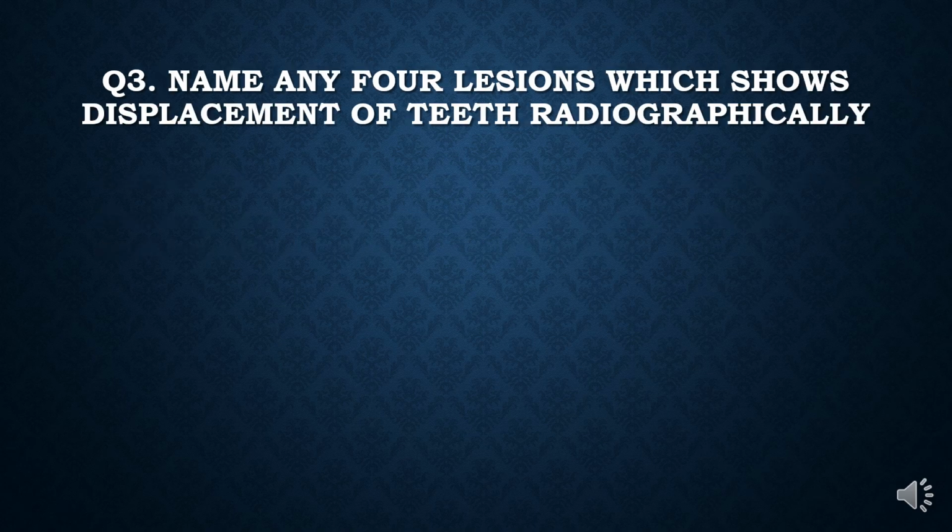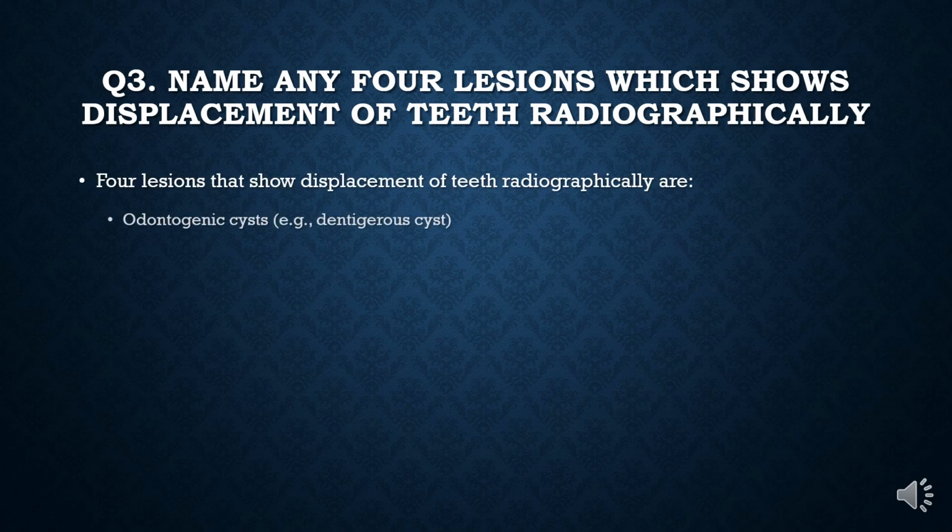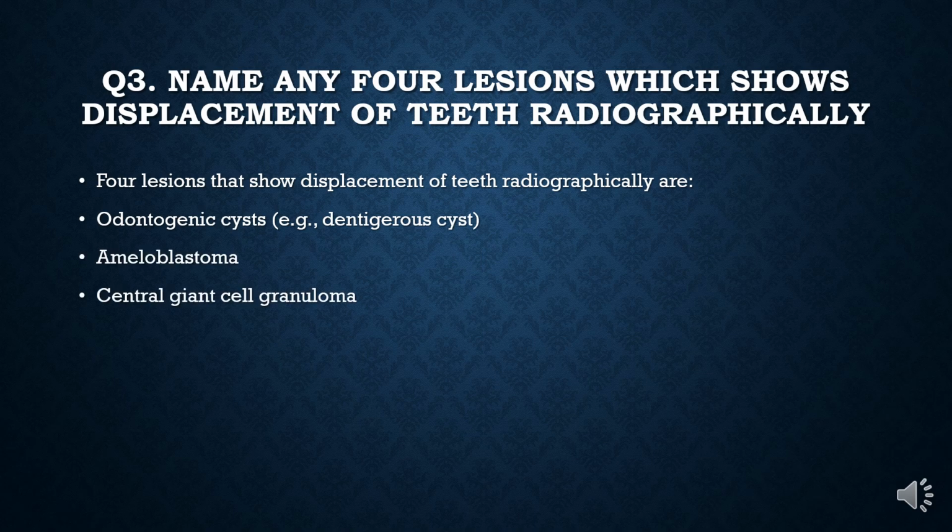Number 3 is name any 4 lesions which show displacement of teeth radiographically. They are odontogenic cysts, example dentigerous cyst, ameloblastoma, central giant cell granuloma, and odontogenic myxoma.